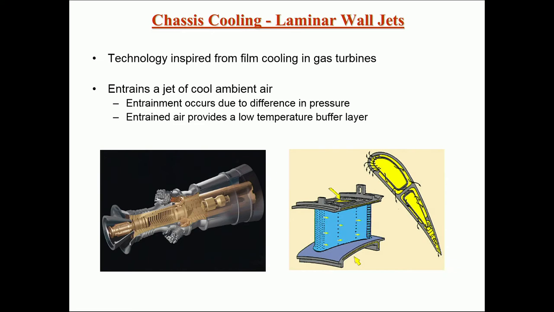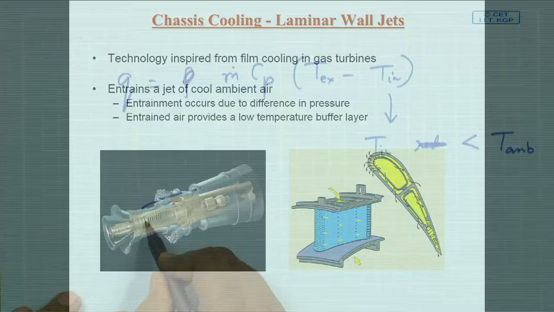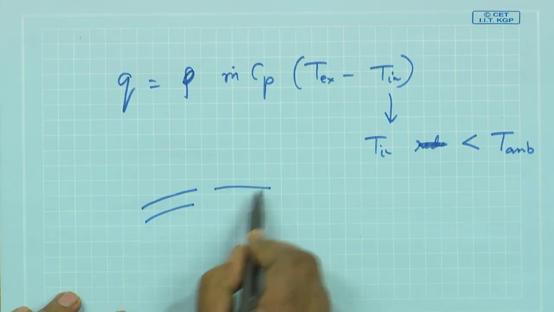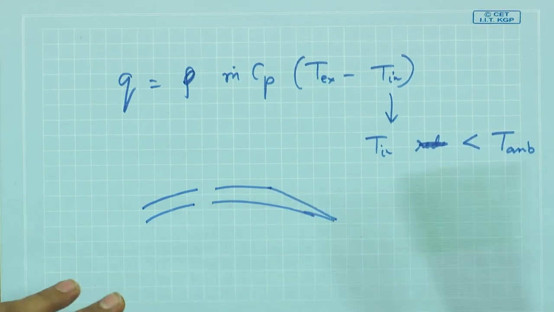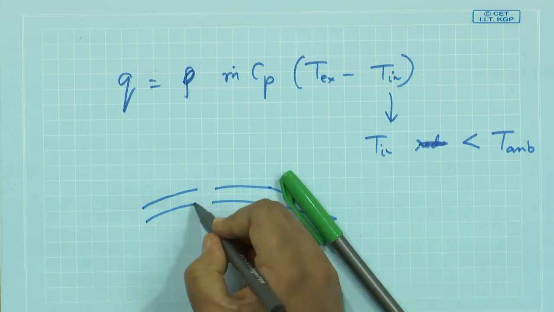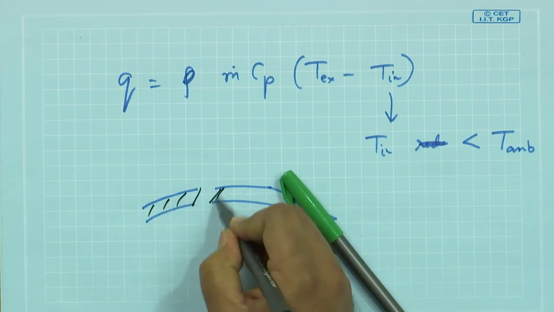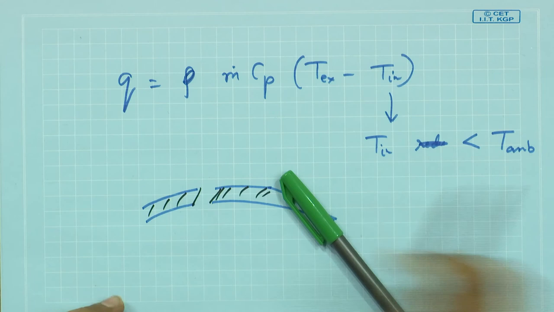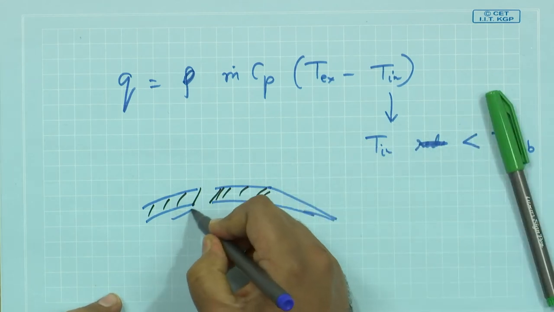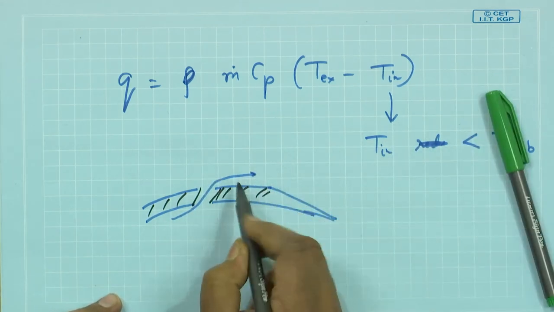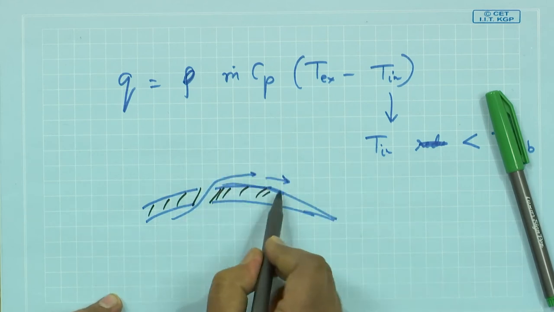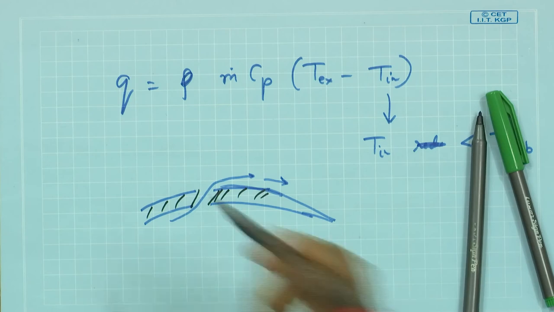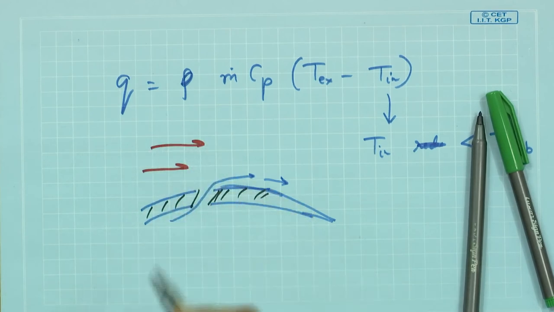If I draw something like this, let us say this is the outer wall of the turbine blade. The cold gases come out and form a kind of blanket on top of it, and therefore it protects these walls from the hot gas flowing outside. So this is film cooling from the gas turbine industry.